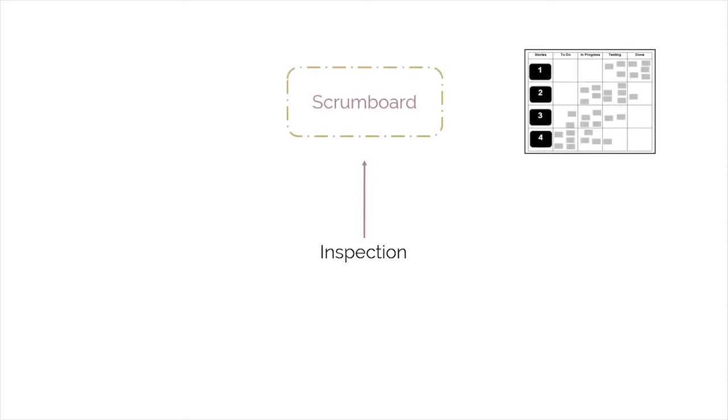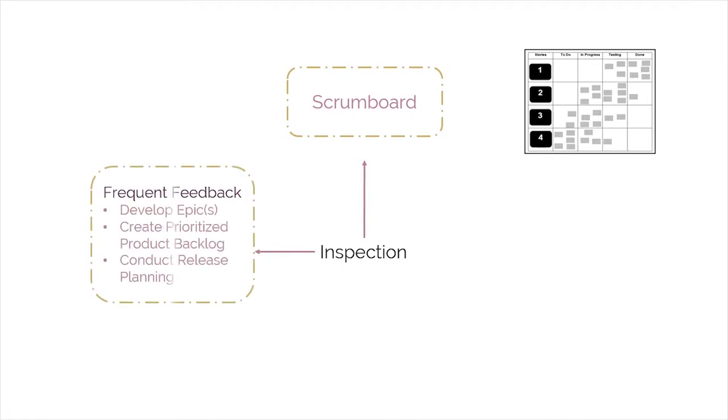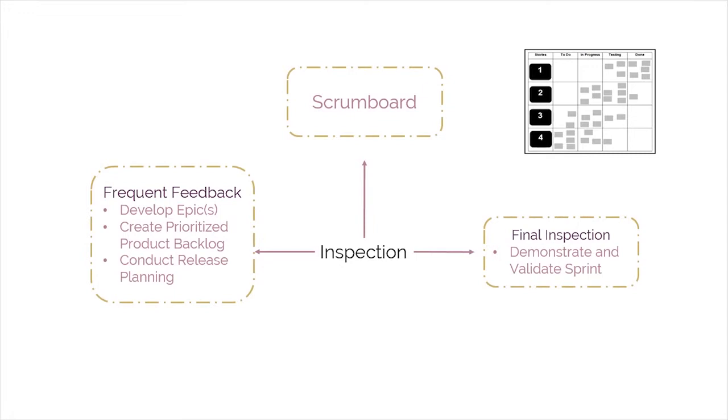The next characteristic of empirical process control is inspection. Let's have a look at the displayed diagram which summarizes the concept of inspection in Scrum. Scrum provides a point of inspection with the use of a common Scrum board and other information radiators which show the progress of the Scrum team on completing the tasks in the current sprint. The collection of feedback from the customer and other stakeholders during the Develop Epics, Create Prioritized Product Backlog, and Conduct Release Planning processes give additional opportunities for inspection. The final point of inspection comes during the review meeting, when the team seeks approval of the deliverables by the product owner and the customer in the Demonstrate and Validate Sprint process.